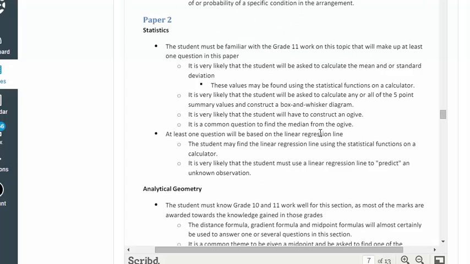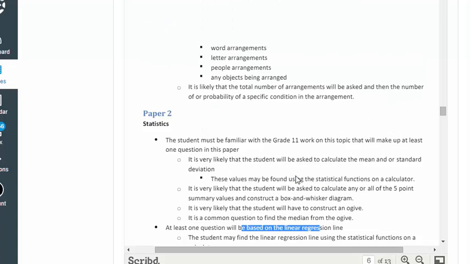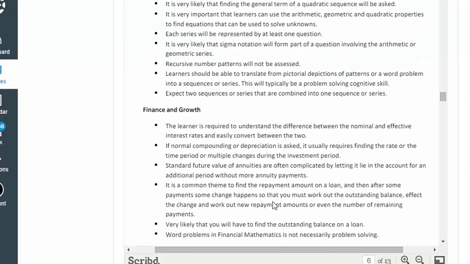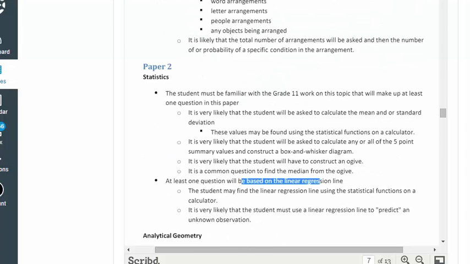At least one question is based on the linear regression line. Okay, so yeah, I'll go and try to show you what is likely, or what you can definitely expect. Okay, so let's get to the theorems.